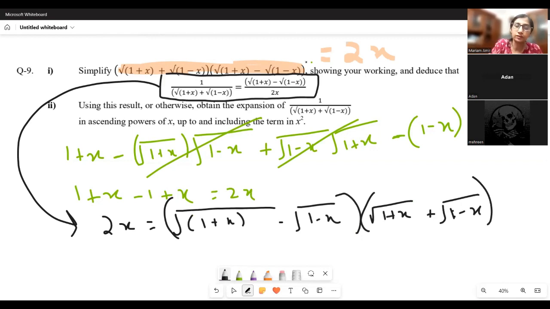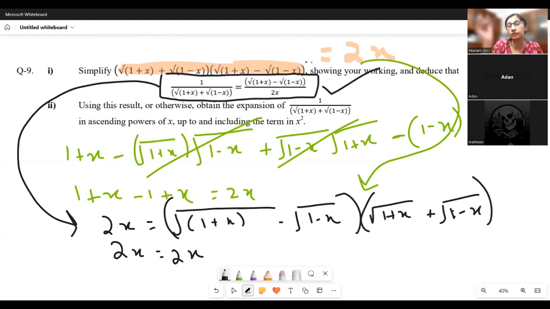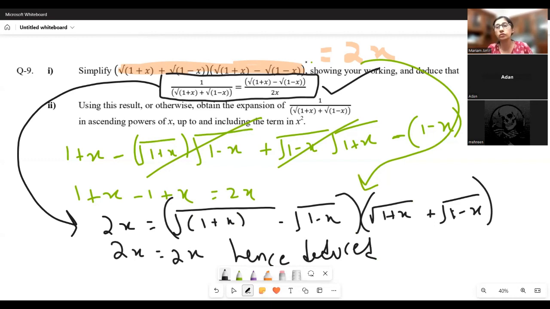And what did we show just now? That this is actually equal to 2x. So now we've proved that 2x is equal to 2x. So we've proved that this equation is true, because when you cross multiply, you get 2x on one side and 2x on the other side. Hence shown, or hence deduced. So you have to use the result of the first part to show that these two fractions are equal. So we've done that. Any questions so far?